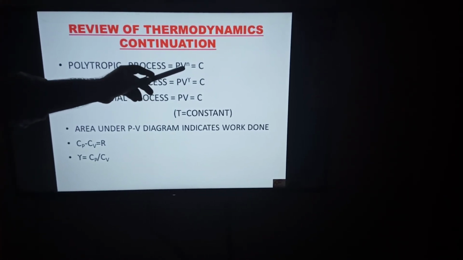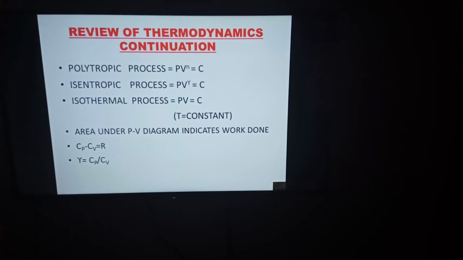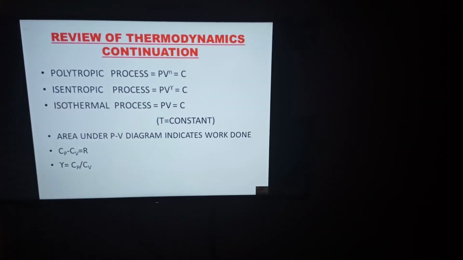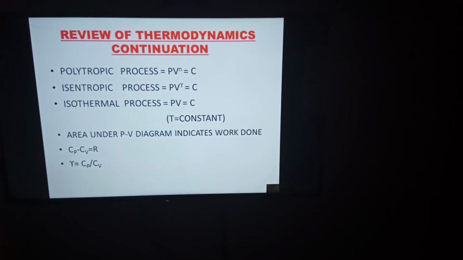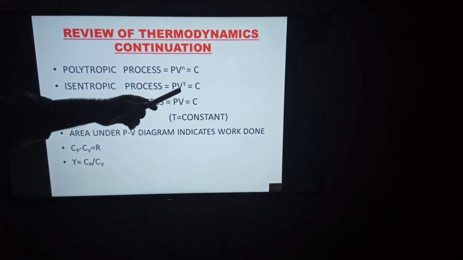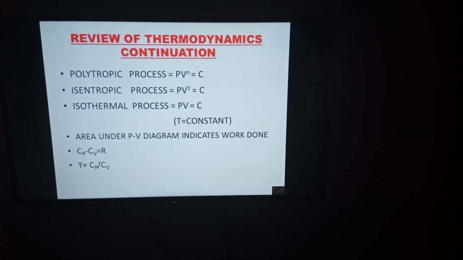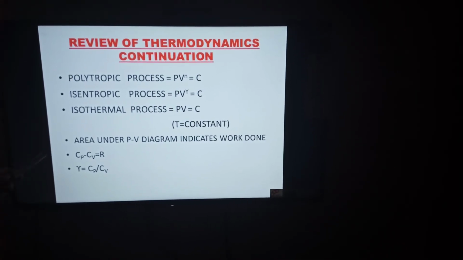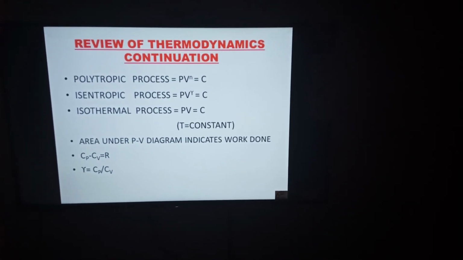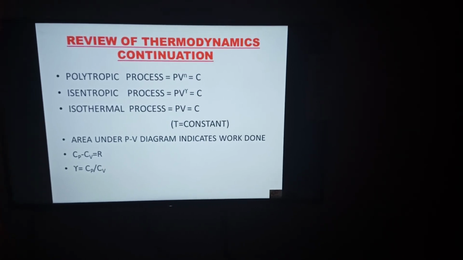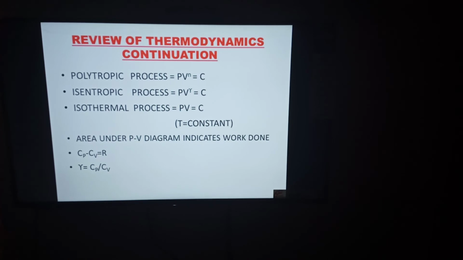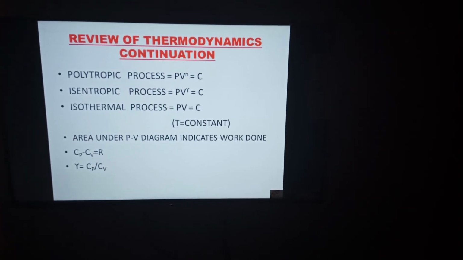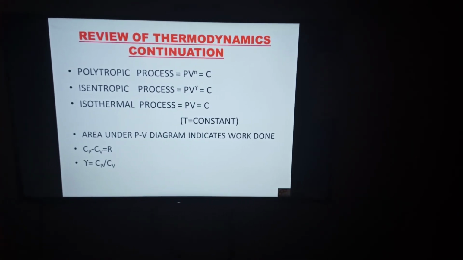During the polytropic process, this n represents the polytropic index and gamma represents the adiabatic index, and the value of n is between 1 and 1.4. For air, the value of gamma is always 1.4. You need to understand that the area under the PV diagram represents work done. You all know about that. The area under the PV diagram represents work done, and the area under the TS diagram represents heat.